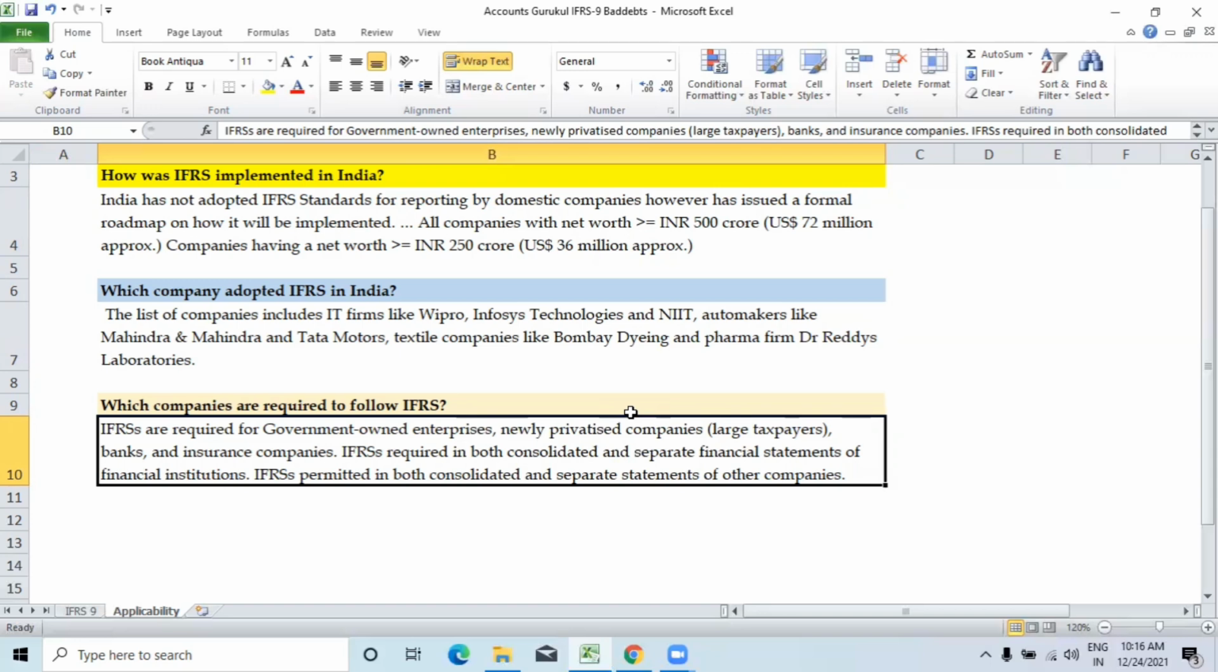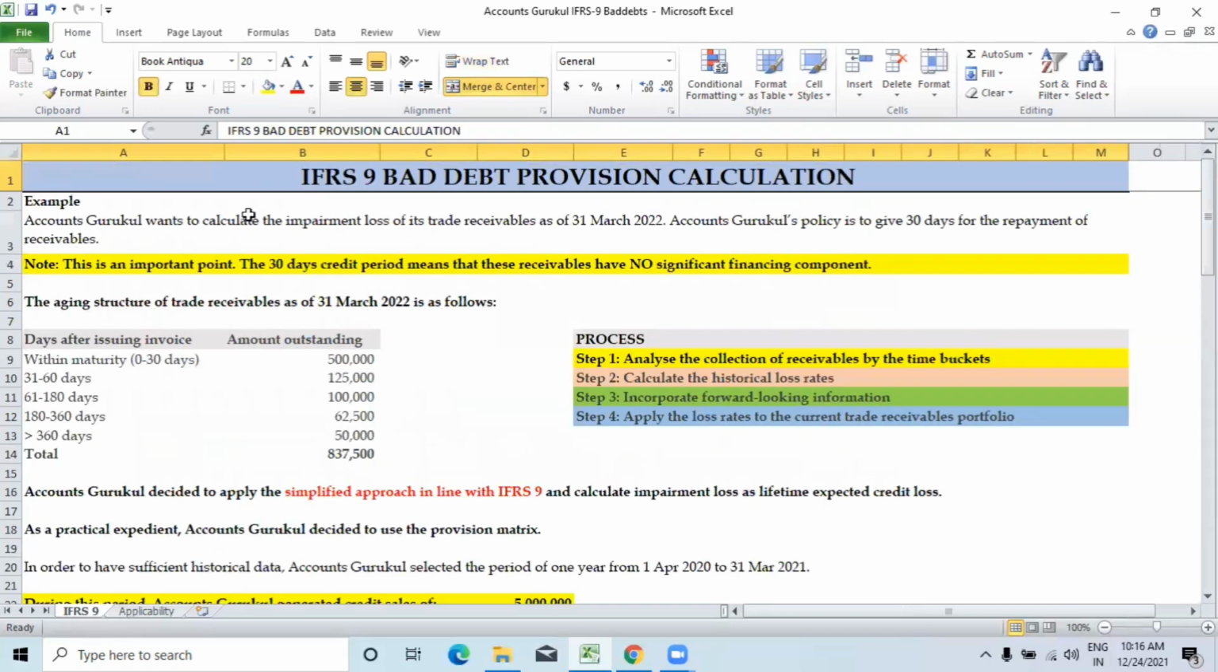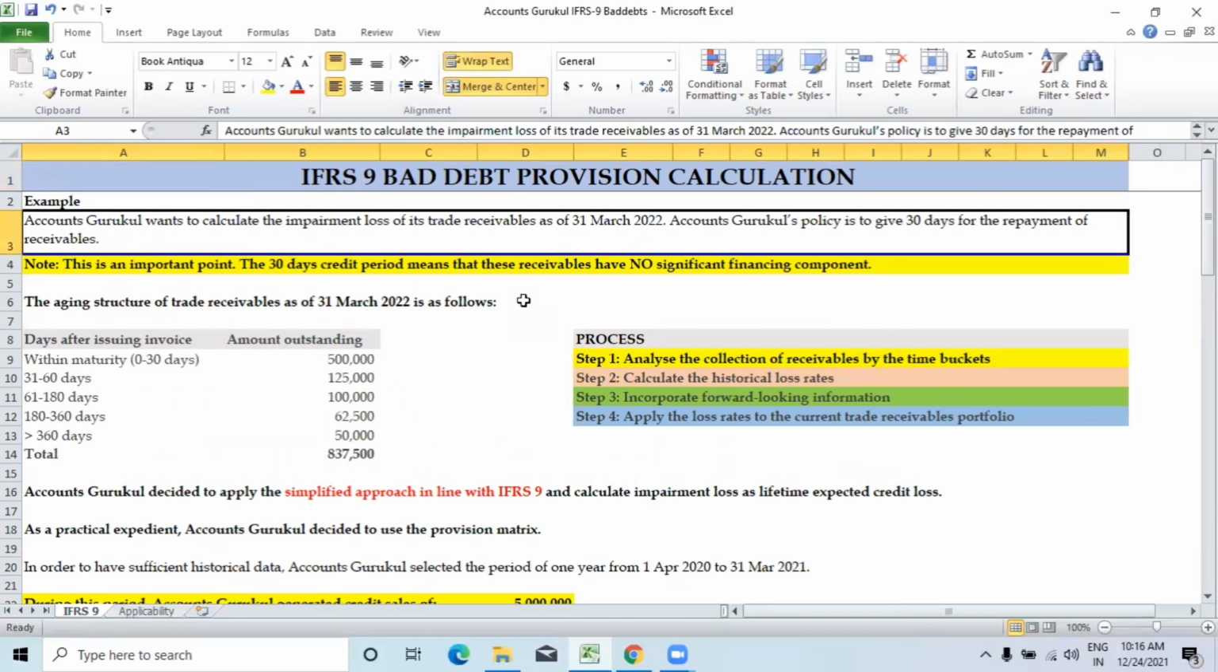So here, if you see, as of now IFRS is not fully implemented in India, but the roadmap has already been created, and it's going to be implemented across all the MNCs or companies. To know where it has already been implemented and where it is going to be implemented, there are certain turnover limits, and based on that roadmap, we are going to adopt IFRS for doing our financial reporting. Now, through these examples, we are trying to explain how it's going to work.